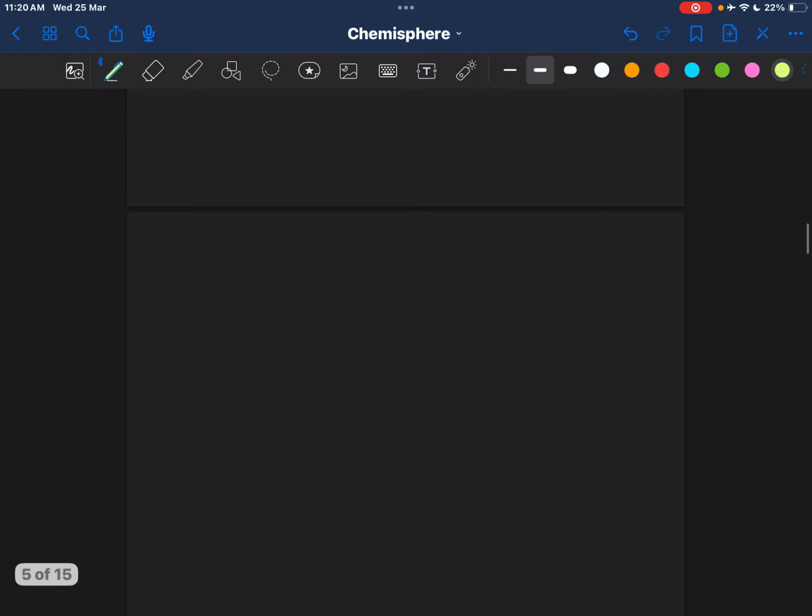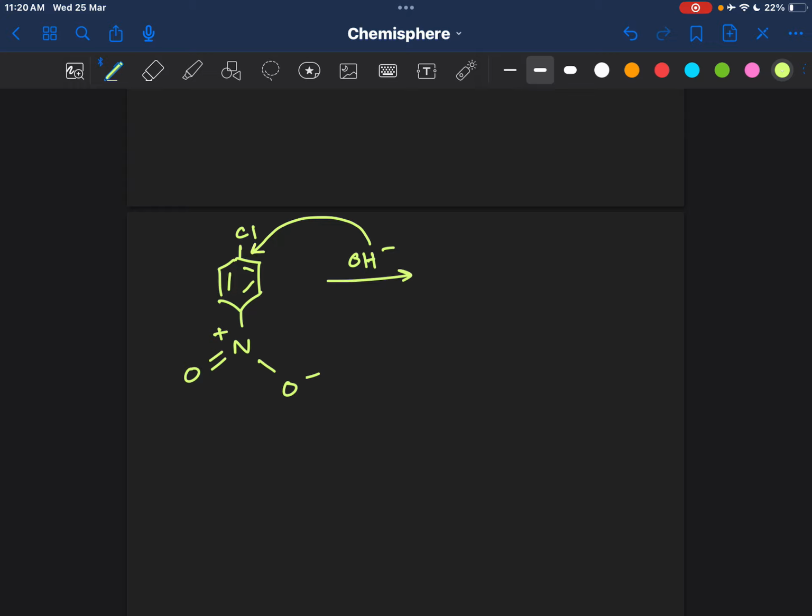So let us say we have chlorine and we have NO2, plus charge and minus charge, right? And this is our para-chloronitrobenzene, right? So let's say OH minus is going to attack. So what will happen? OH minus will attack here on this carbon, and this electron pair will shift to this carbon. So we'll get chlorine, OH, a negative charge there, electron pair here, and N double bond O, single bond O minus.